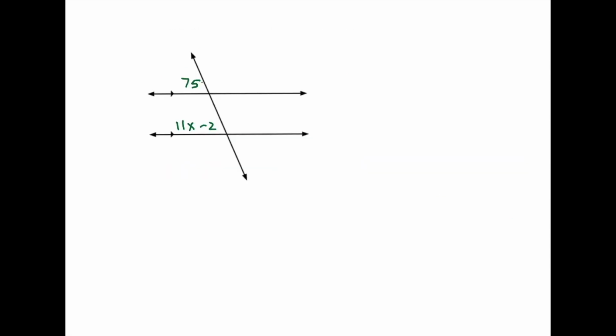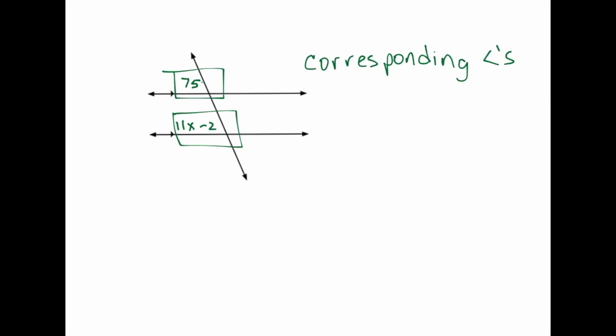Sometimes we have to use algebra to find a missing angle. Let's first decide what kind of angles we have. If I pick this angle up and set it down on top of the other one, they would match, so we have corresponding angles. This means the two angles are congruent or equal.